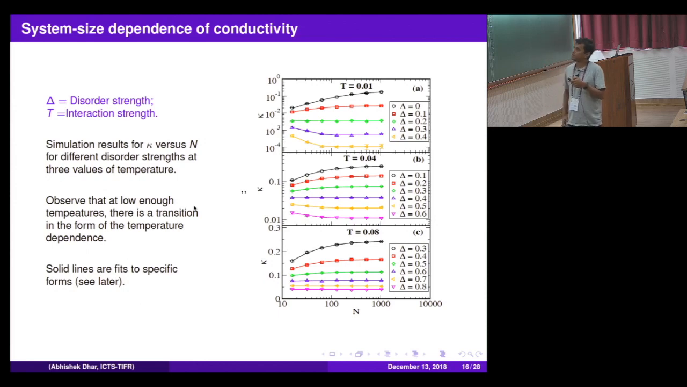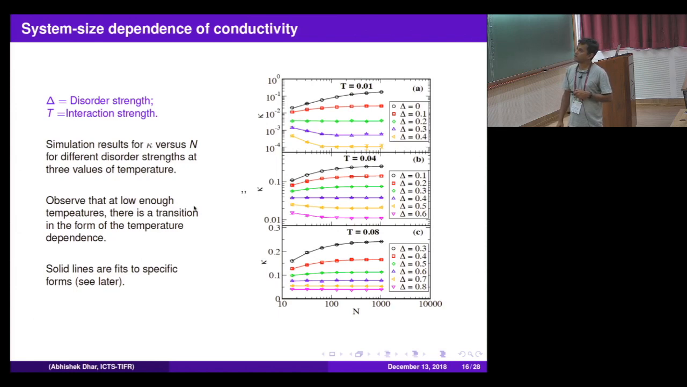So the main message here is that for weak disorder, you see that the conductivity increases with system size and saturates to a finite value, while for strong disorder, it first decreases and then saturates to a finite value. Okay, so there are these 2 different approaches. Eventually, it always goes to a finite value because it's always conducting.